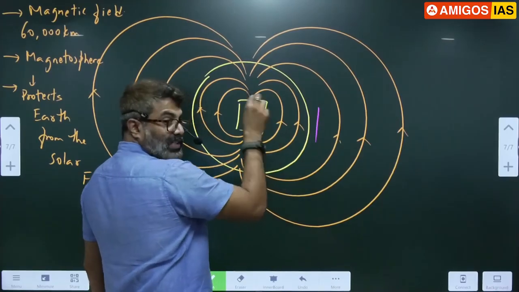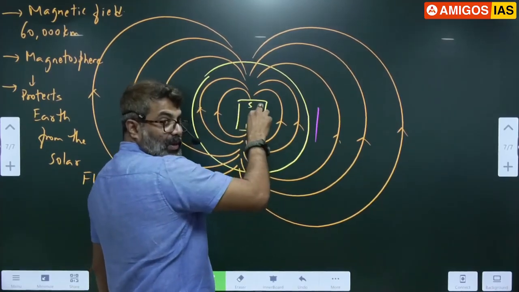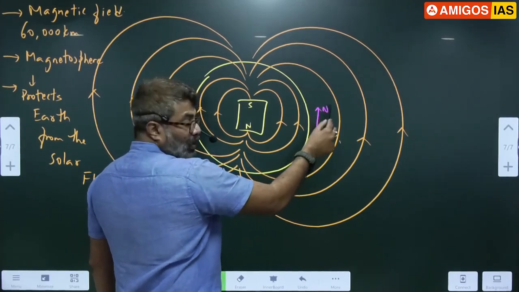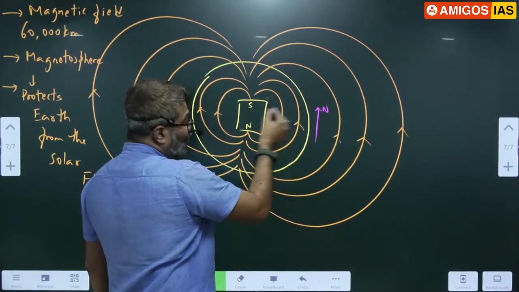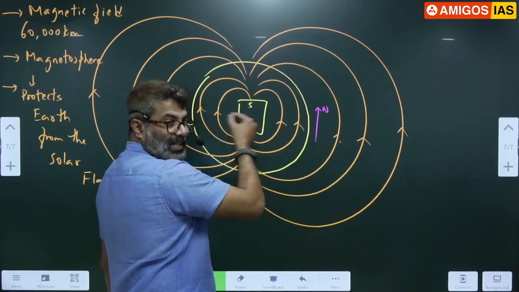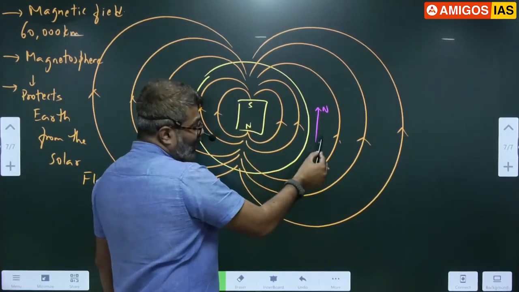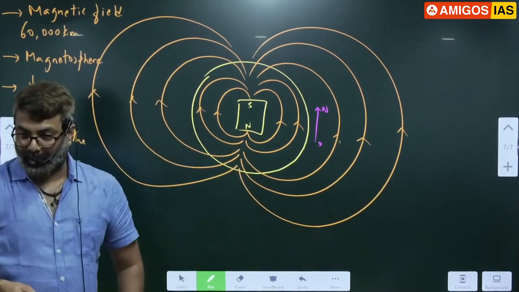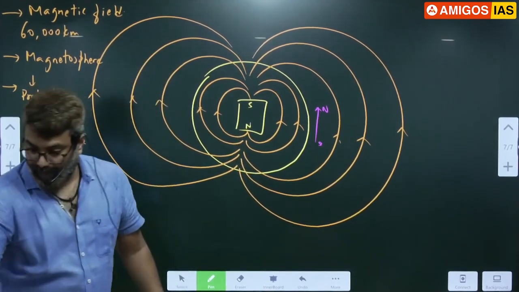This magnet is where? Inside the earth. I am repeating again, all of you notice. The needle's N of your compass will align with the earth's south because opposite poles attract. The south of your needle aligns with the earth's north. You got it?